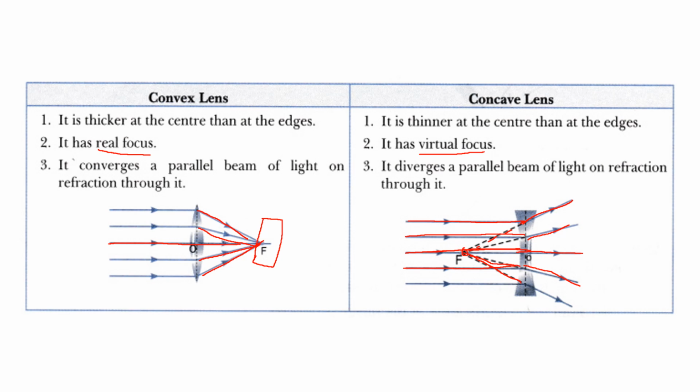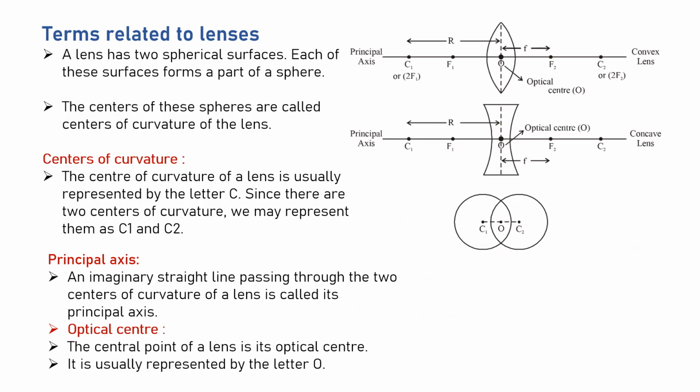So the case of lenses is absolutely opposite of what we have done in case of mirrors. Now the terms related to lenses are quite similar to the terms which we did in concave and convex mirrors. So let's see the terms. The lens has two spherical surfaces.